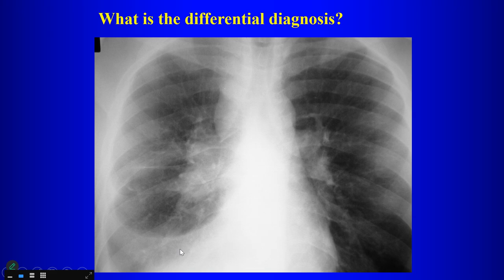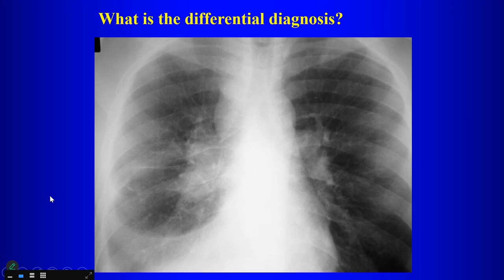Besides TB, what else is in your differential for this chest radiograph? Cancer. What kind of cancer? Squamous. Why squamous cell? It's more central. The small cell is going to be more peripheral. Well, it could be any cancer, really, any lung cancer. It could be small cell, I suppose, but any lung cancer can give you lymphadenopathy and pleural effusion.